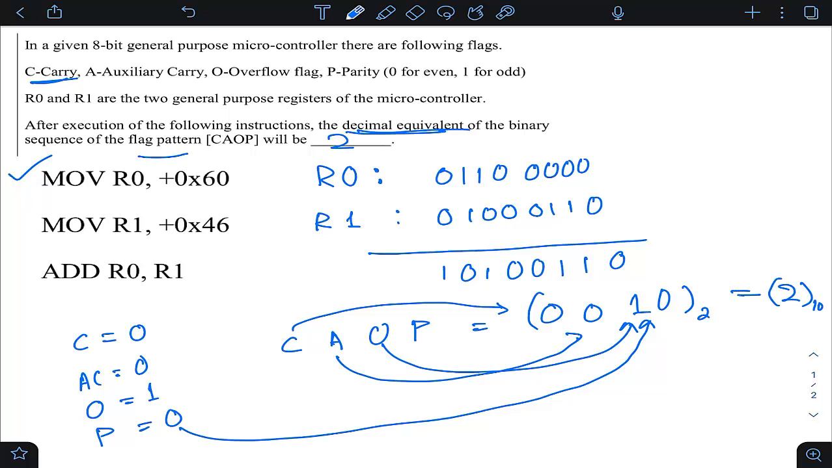So it's a simple problem, but you can say out of syllabus or whatever the way you feel. But if you have a little bit of basics you studied in your BTech days regarding microprocessors, you should definitely be able to answer this question. So the answer is 2 for this.